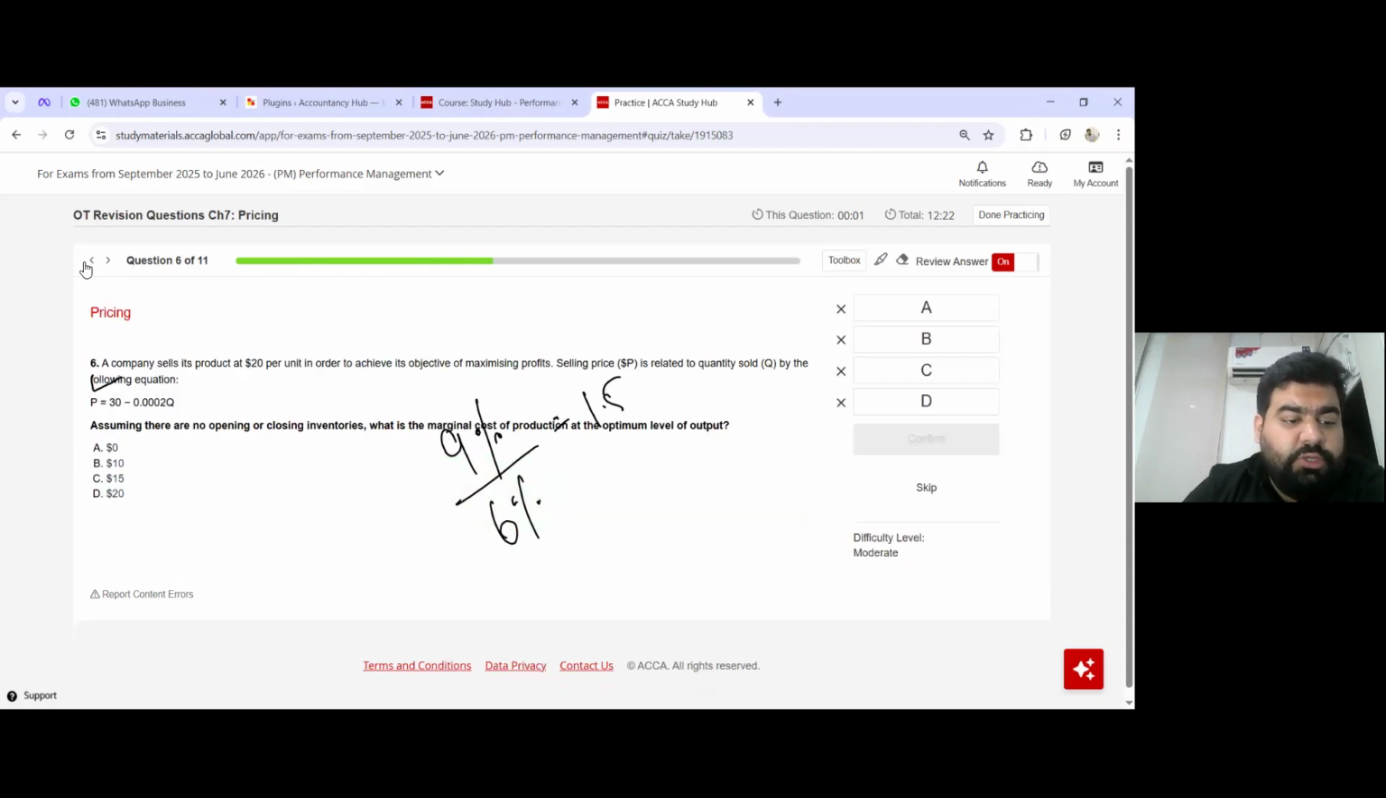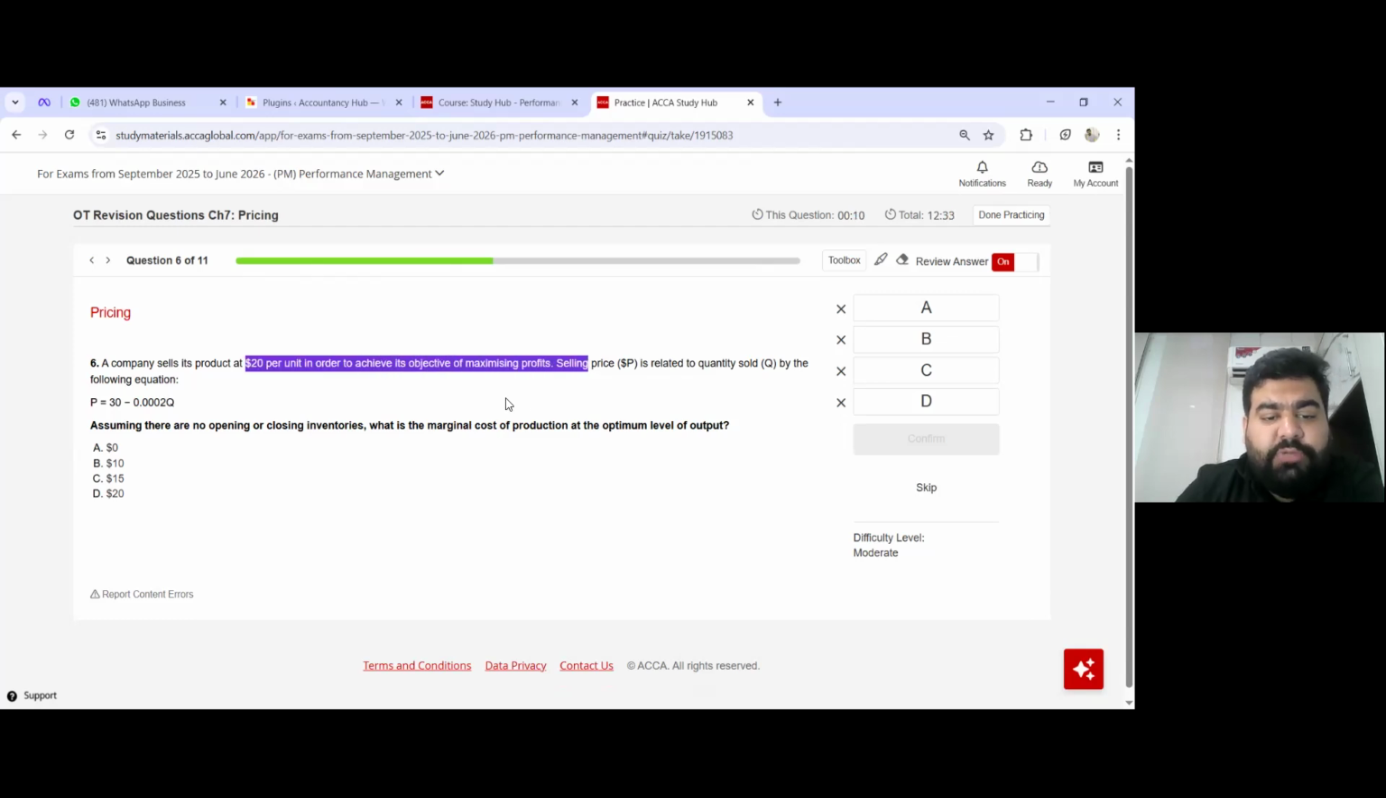Now going towards the next question. The company sells its product for $20 per unit in order to achieve the objective of maximizing profit. The relation between selling price and quantity is given: P is equal to 30 minus 0.0002 Q. Assuming that there is no opening and closing inventory, what is the marginal cost at the optimum level of output? Very easy question. We have to calculate the marginal cost.